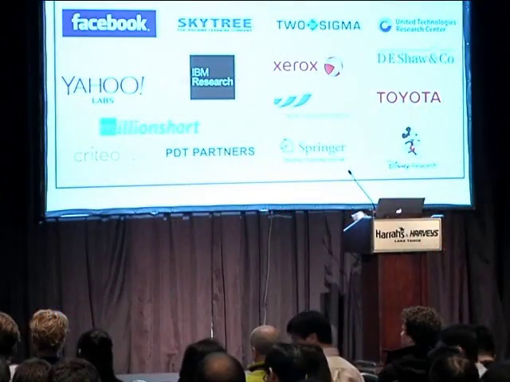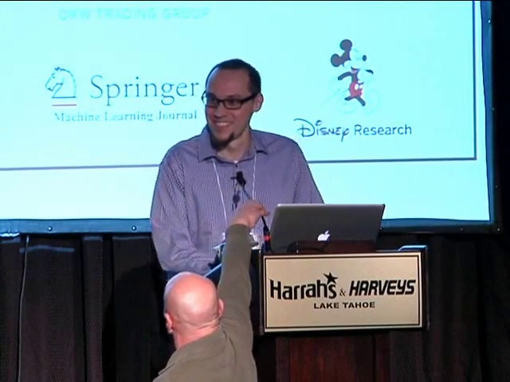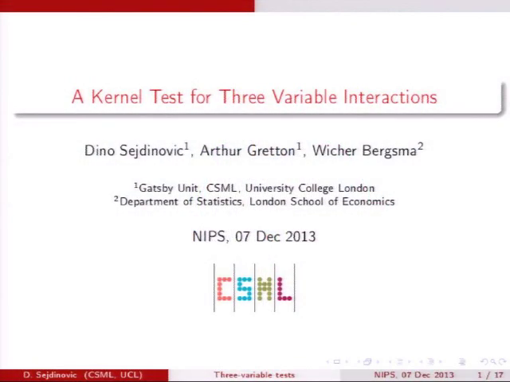Okay, and here we have our first speaker. We're going to learn about how to detect three-variable interactions. The authors have already worked on two-variable interactions, now three. Maybe in this talk, there's a very big difference from 2 to 3. And hopefully we'll also get a promise of how we can do 4 and even more. The talk will be given by Dino Sejdinovic; Arthur Gretton and Richard Bergsma are co-authors. So it's from Gatsby in the UK and London School of Economics.